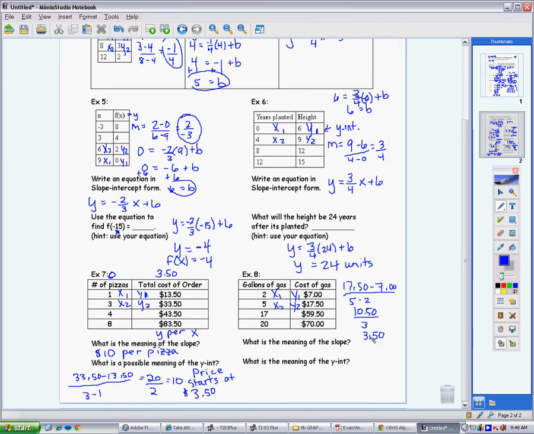So what is the meaning of the slope? It means I'm paying $3.50 per gallon of gas.